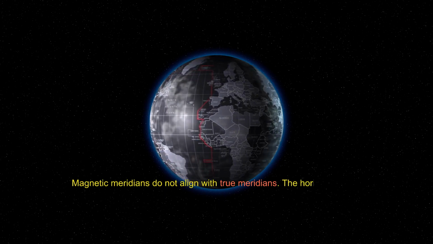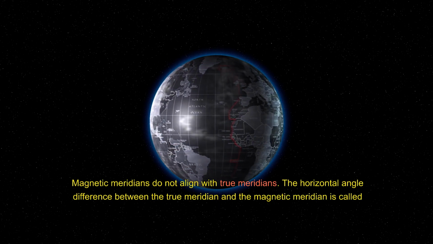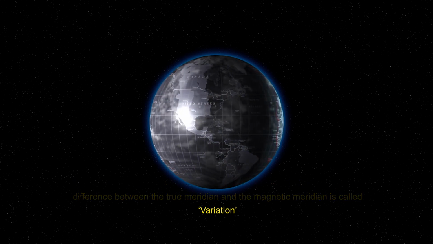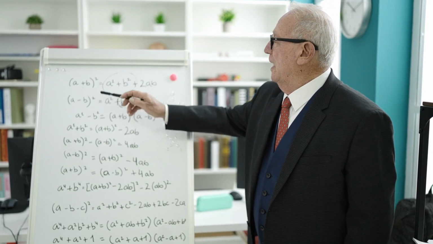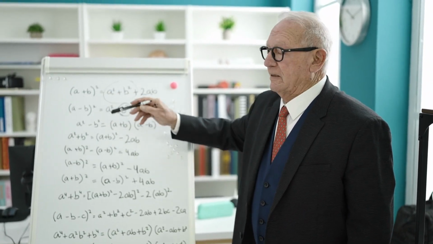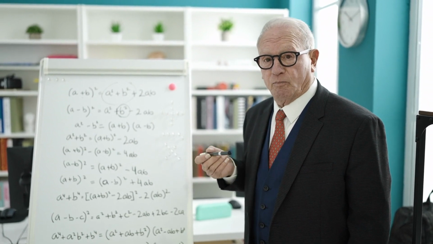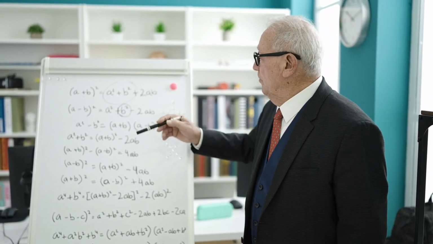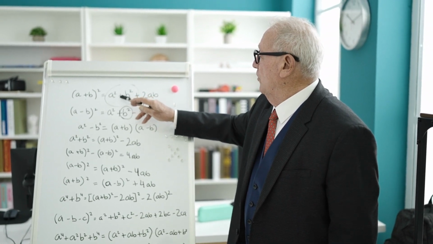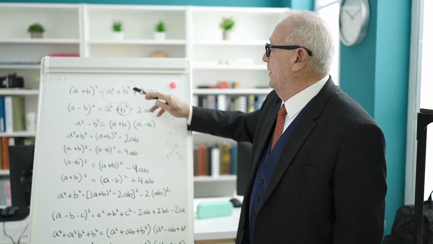Magnetic meridians do not align with true meridians. The horizontal angle difference between the true meridian and the magnetic meridian is called variation. Variation changes with locality on the planet and time. The compass rose on a chart states the variation in that locality. So you must always use this variation to convert your magnetic course to a true course on the chart. You can also find the information in an almanac or cruising guides.